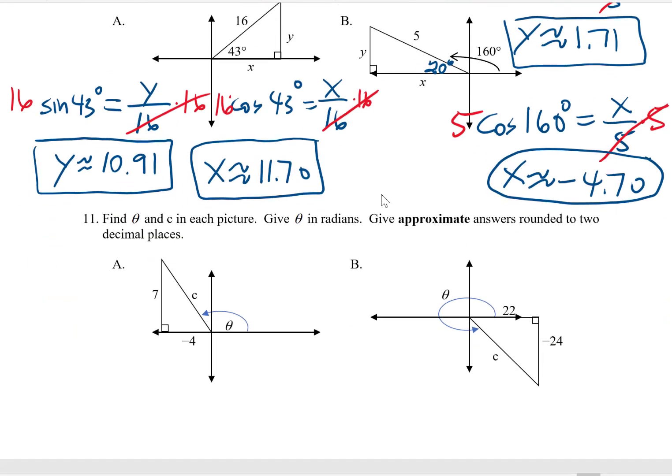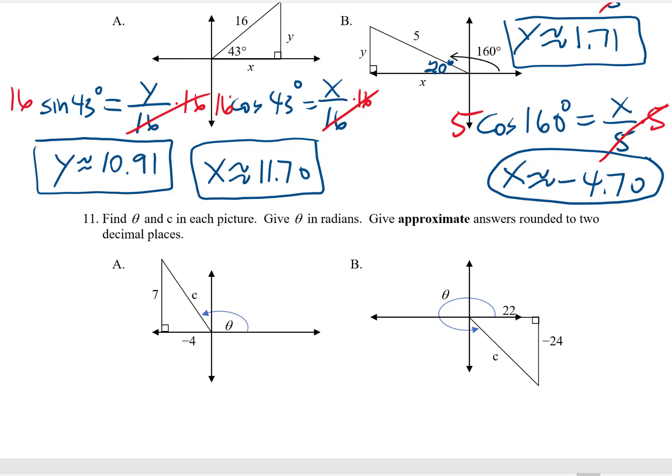Problem number 11, a couple more triangles. Now I want to find c, the hypotenuse, as well as theta, this angle. These are not special triangles, so we will use the calculator. We are giving approximations. We're working in terms of radians for the angle.